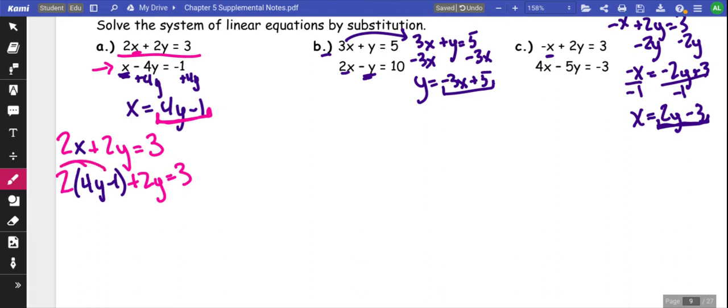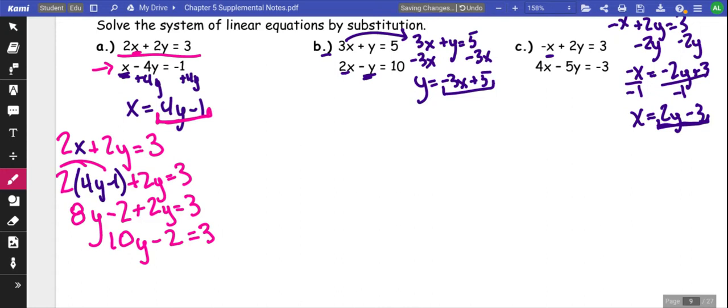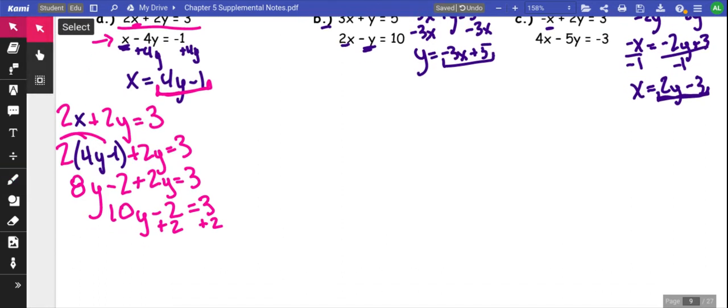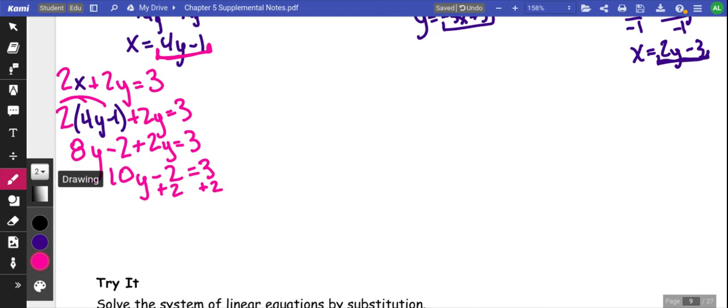I'm going to distribute. 2 times 4y, I get 8y. 2 times negative 1, I get negative 2. Plus 2y equals 3. Now I combine my like terms, 8y and 2y. I get 10y. Still have that negative 2 equals 3. I'm going to add 2 to both sides. So I have 10y is equal to 5. I am multiplying by 10, so I'm going to divide by 10. And I get y is equal to 1/2.